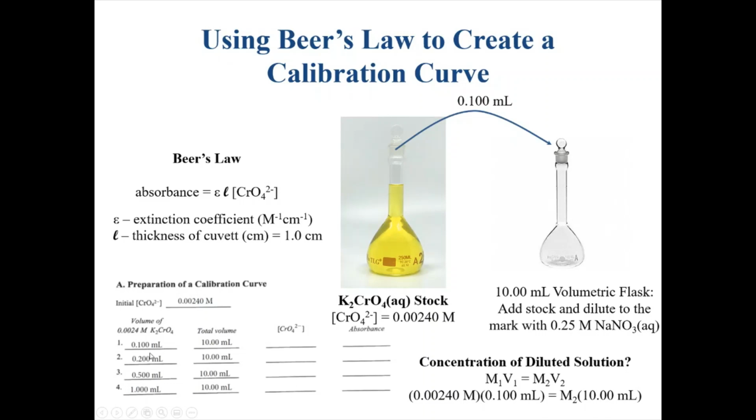We're going to do this 4 times, and we're going to make 4 separate solutions. One with 0.1, one with 0.2, one with 0.5, and one with 1 mL transferred into this. So you're going to repeat this process 4 times to make 4 different concentrations of chromate. Your job is to use this equation to figure out and fill in the concentrations of chromate for each one of those dilutions.